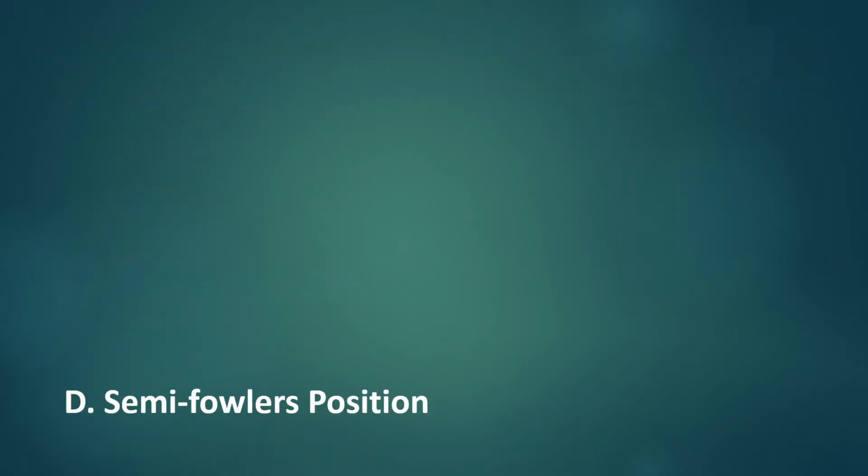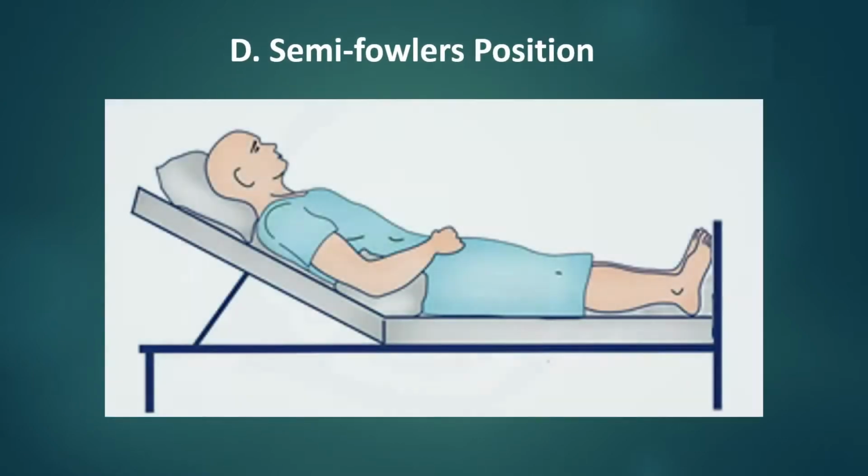The correct answer is letter D. Semi-Fowler's position. This is done when a patient is positioned on their back with the head and trunk raised to between 30 to 45 degrees. This position relaxes the abdominal muscles and reduces pain.